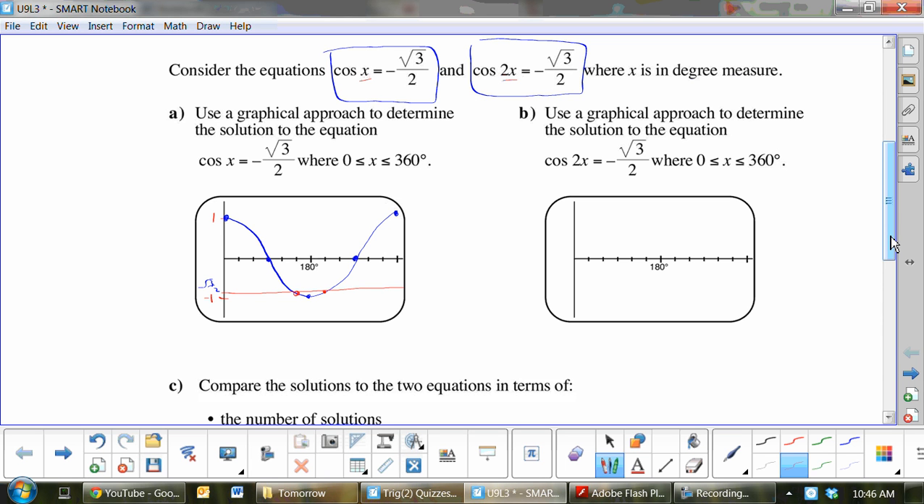These answers should coincide with where cos x equals negative root 3 over 2. Here and here, right? So where? 5 pi over 6 and the other one.